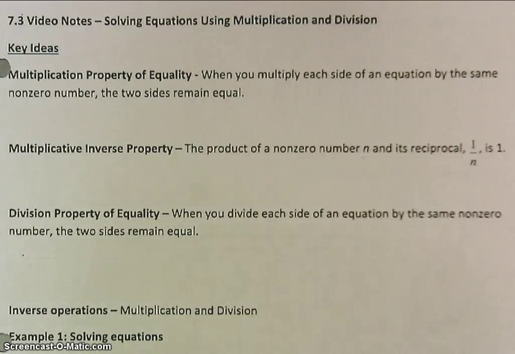Like we talked about yesterday, we talked about the addition property of equality and the subtraction property of equality, which said pretty much what you do to one side you have to do to the other. This goes the same with multiplication and division. So the multiplication property of equality says when you multiply each side of an equation by the same non-zero number, the two sides remain equal.